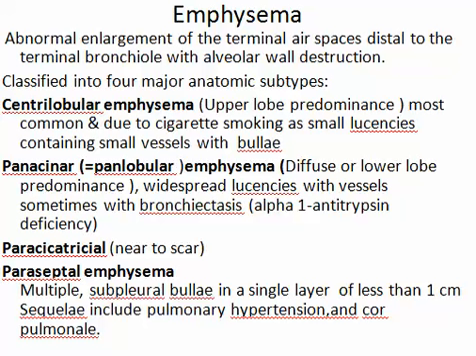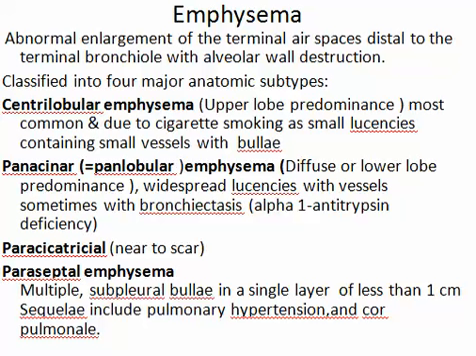Pan-acinar or pan-lobular, it's usually lower lobe, and it is related to alpha-1 antitrypsin deficiency, sometimes associated with bronchiectasis. Paracicatricial, that by the name, it is near to a scar. Paraseptal, that is multiple subpleural bullae in a single layer of less than 1 centimeter.